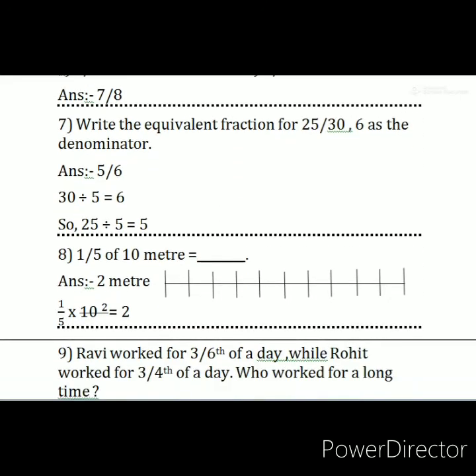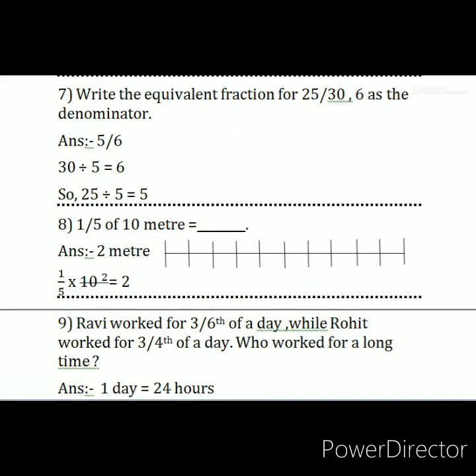Now we will move to our question number 8. 1 by 5th of 10 meter. Here we have to find the 1/5 part of a 10 meter length. To find the fraction of any number, one method is to multiply the fraction by the given number. Another method, as it is a small number, is to find it through a picture. Here I have made 10 parts. See, first part, second part, third part, 4, 5, 6, 7, 8, 9, 10. I have divided this line into 10 parts.